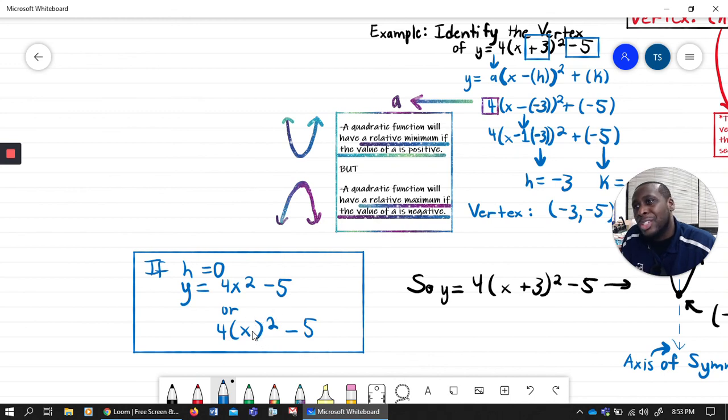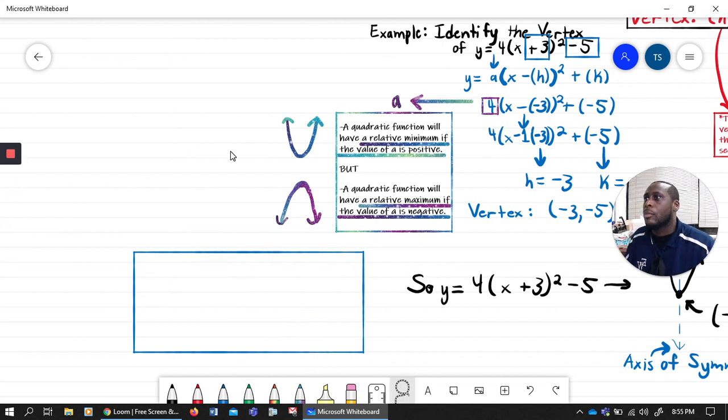Folks, you could write the minus 0, but most of the time you're not going to see it as x minus 0 inside the parentheses and squared, because most folks know that there's no need to put the minus 0 there at all. So that's how it will look if h is 0. I'm going to erase this, and then we'll look at how it's going to look if k is 0.